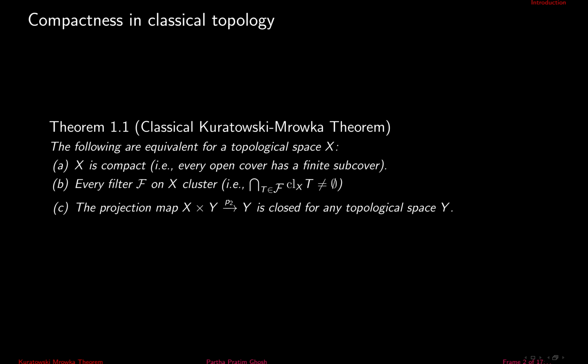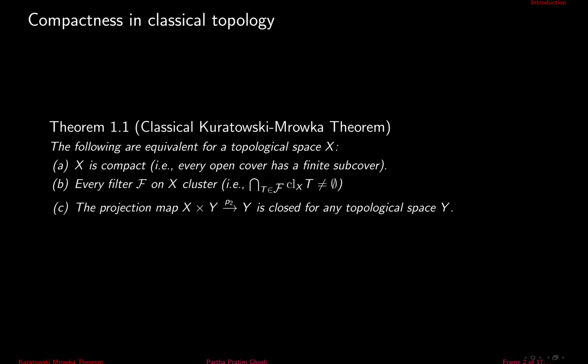Compact topological spaces were first characterized by Kuratowski and his student Stanislaw Mrówka, which came to be known as the Kuratowski-Mrówka theorem, which states that a topological space X is compact if and only if every filter on X clusters, and in this sense, for any other topological space Y, the second projection of X cross Y to Y is a closed map.